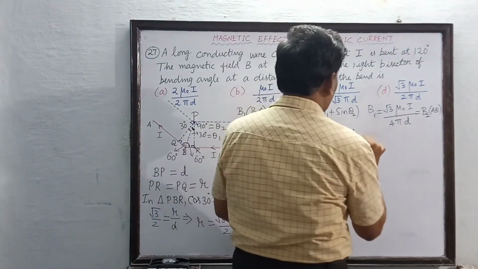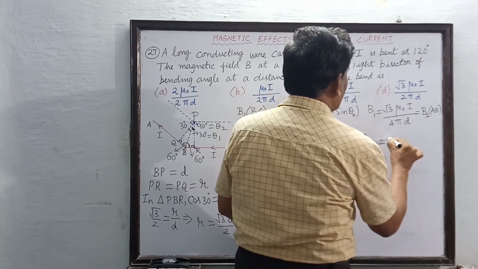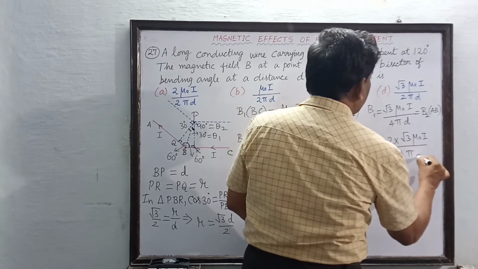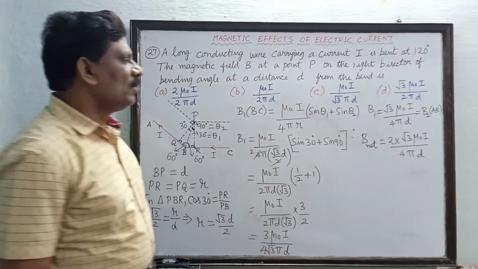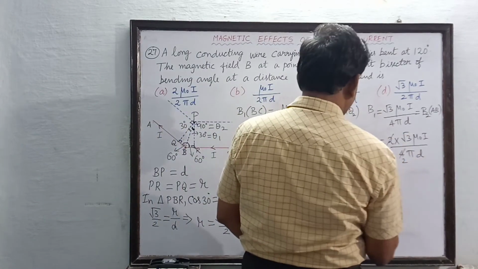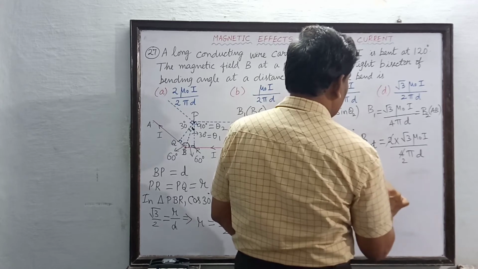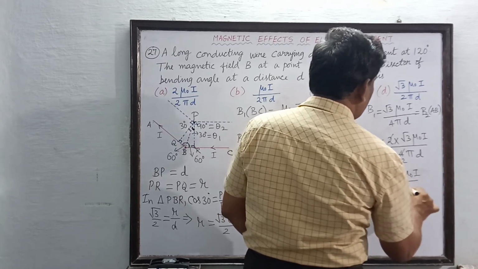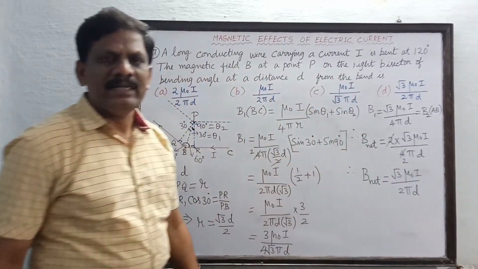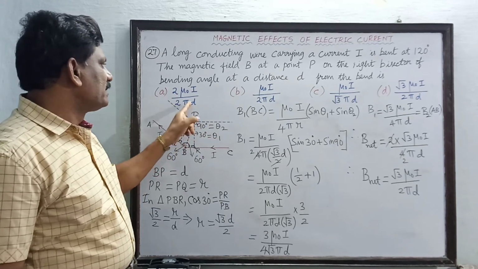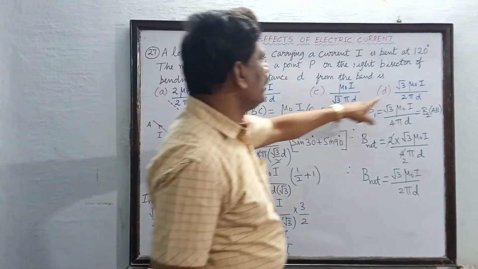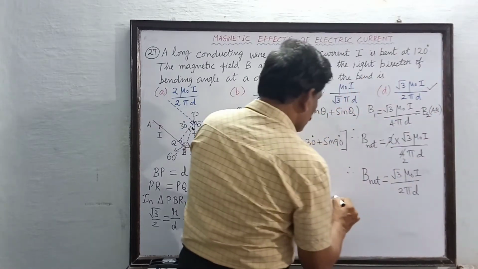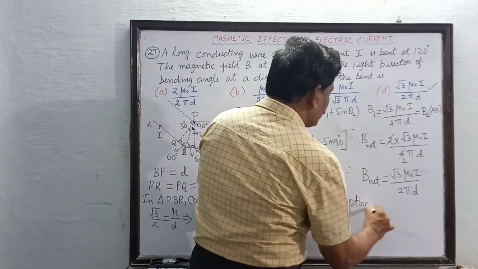Therefore the net magnetic field at P must be equal to twice root 3 into mu naught I divided by 4 pi into d. So this 2 and 4 can be cancelled 2 times. Therefore the net magnetic field at P is root 3 into mu naught I divided by 2 pi d. Which is the correct option? Root 3 times mu naught I by 2 pi d is the right answer, so option D is the correct answer.